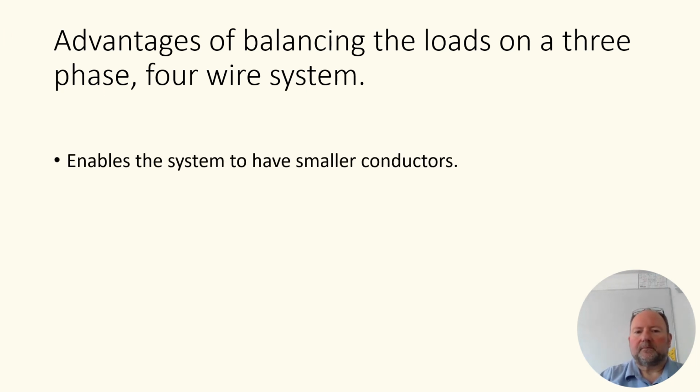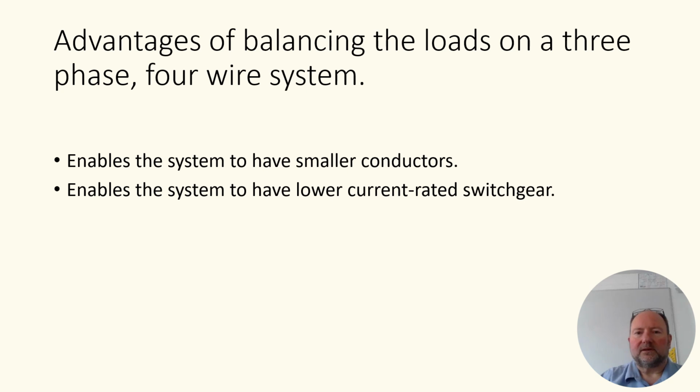and they are that by balancing them as closely as you can, so that the line currents are fairly similar in each of those line conductors, you can have smaller system conductors, and it will also allow you to have lower current rated switchgear. And I'm going to try and show you how that happens in case you've got any kind of doubt.